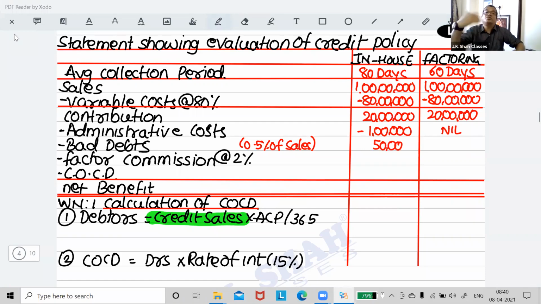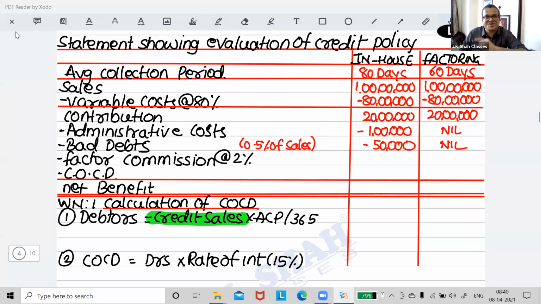Yes. But when we go to factoring, guys, listen, when we go to factoring, we are entering into non-recourse factoring. So bad debts is whose problem? Bad debts is the factor's problem. None of our business. So nothing from my contribution would be deducted. 1 crore I will sell, 80 lakhs would be my variable cost, contribution 20 lakh. No administration cost to be borne, no bad debts to be borne. That is completely factor's lookout, not our business. Okay, fine. So here it will be nil.